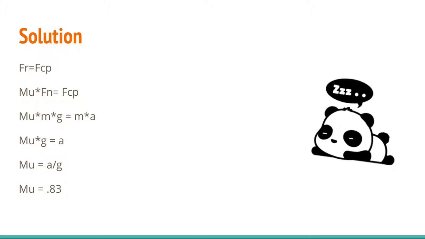Rearrange that so we're solving for mu. We can use our variables that we have inside our equation to find that acceleration. Divide that by 9.81, and we have a mu of 0.83. Remember, mu does not have any units, so we're good there.